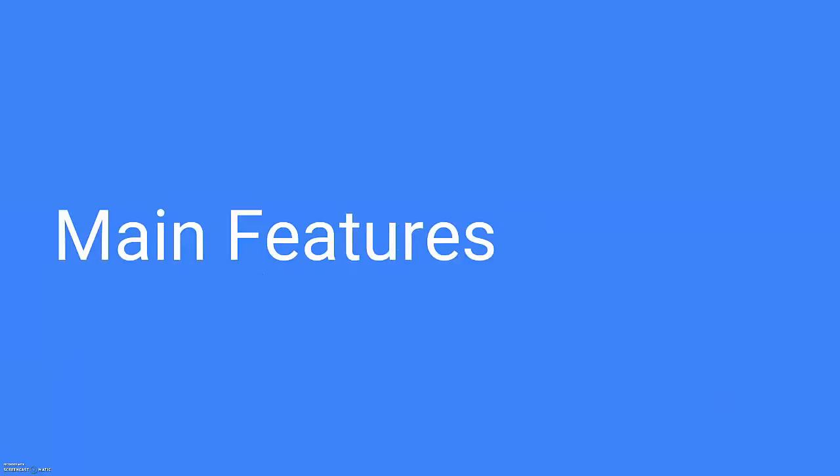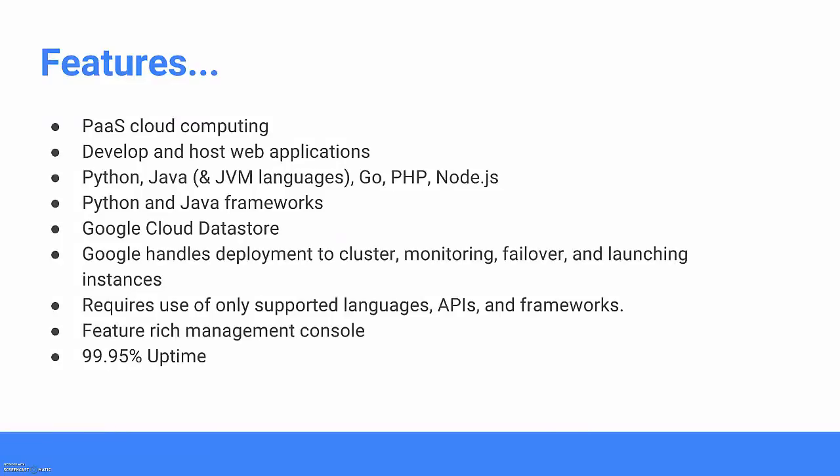First, we're going to talk about the main features of Google App Engine. Google App Engine is a part of the Google Cloud Platform. It offers platform-as-a-service cloud computing solutions for developers to build and host web applications. This service is similar to other services such as Amazon EC2 as a part of AWS, Microsoft Azure, and others.